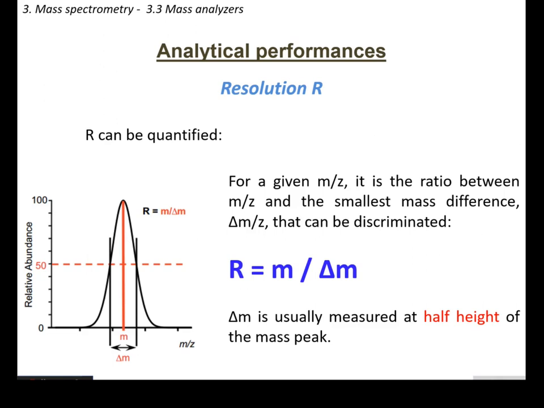So R can be easily quantified. In fact, it's a ratio. It's a ratio between the actual mass and the smallest mass difference that can be discriminated, which is usually measured at half-height of the mass peak. So this is what you have shown here. So you have the width at half-height of the peak, delta M, and M, which is the mass. And so R is a very big number, a figure. It's usually above 1,000, and it can reach up to millions, in fact, when you have very, very high resolutions.